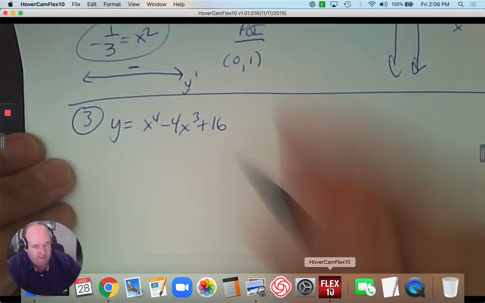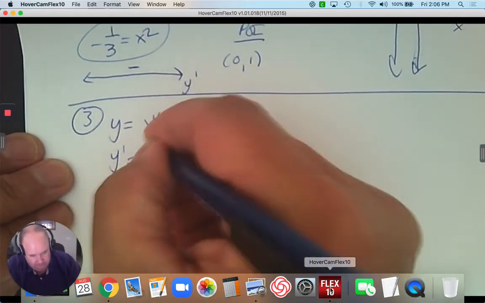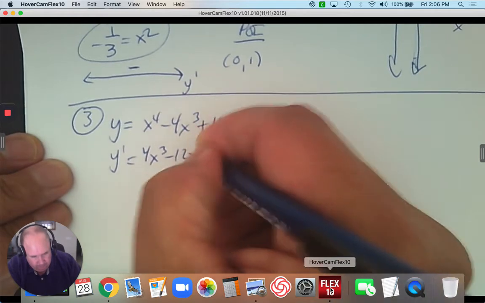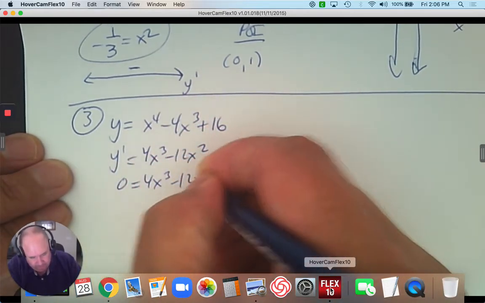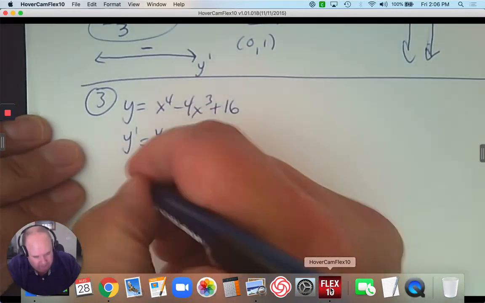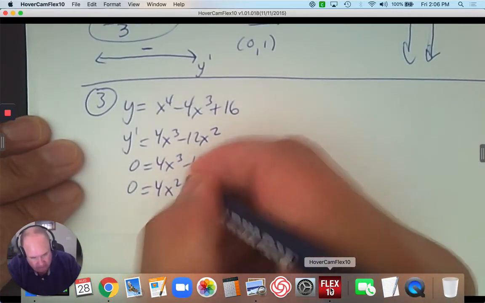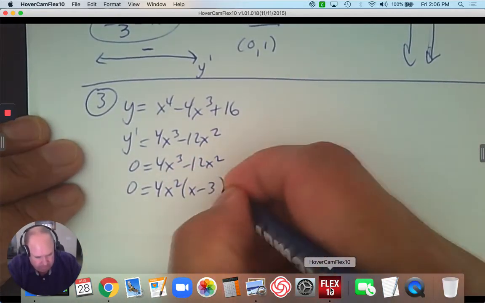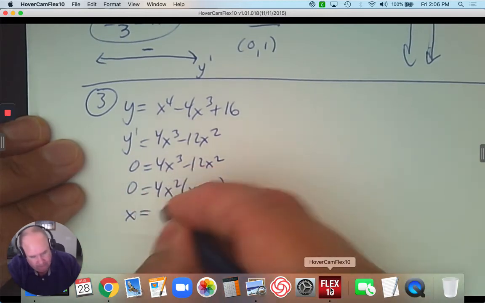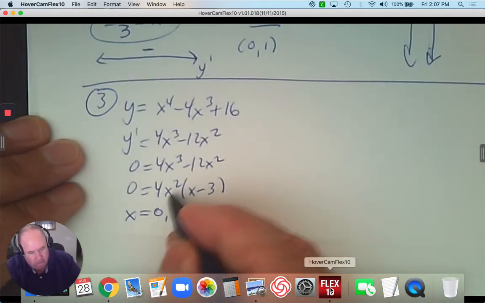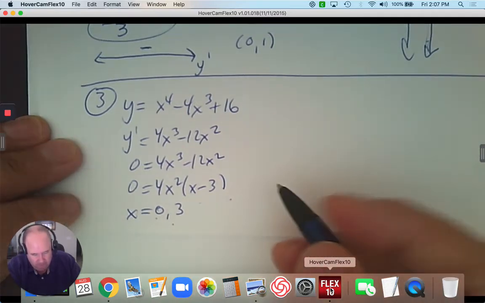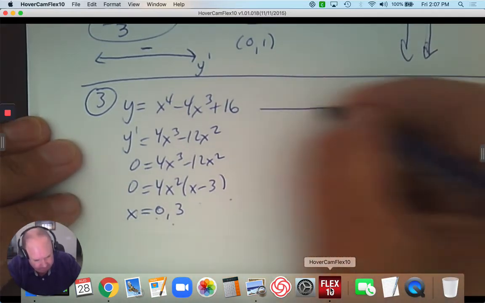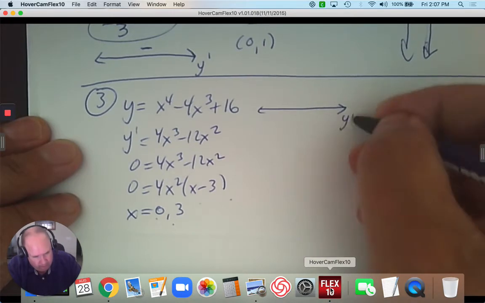So step 1, we're going to take the derivative. We'll make the derivative equal to 0. We're going to solve this by factoring. So we're going to factor out a 4x squared. Solve it, and you get the answer 0. So 4x squared gives you the answer 0. x minus 3, positive 3. Do a number line for the first derivative.